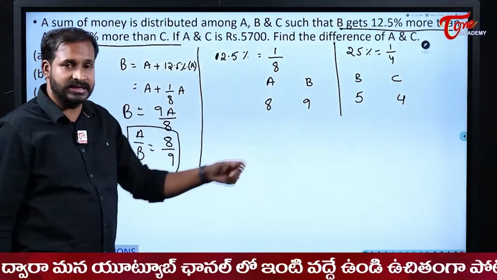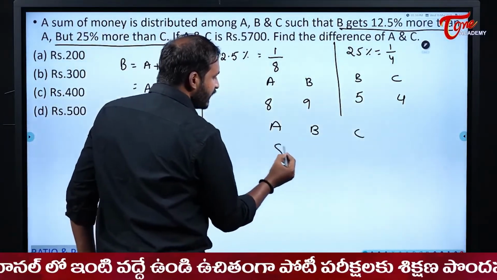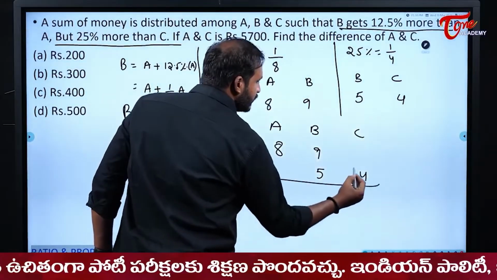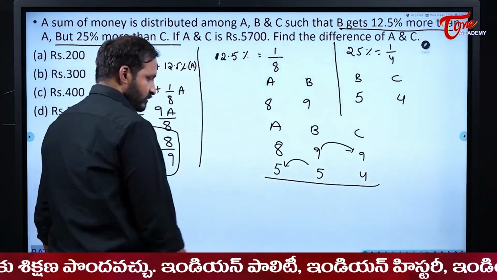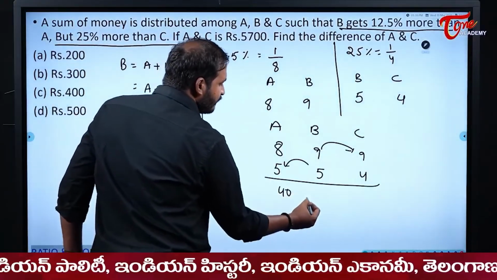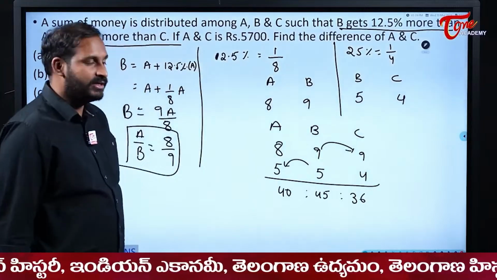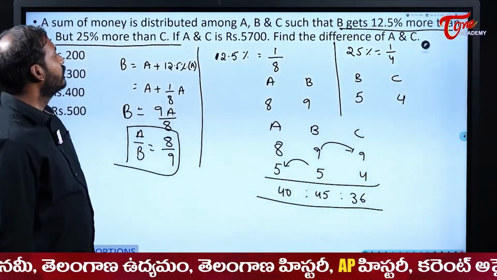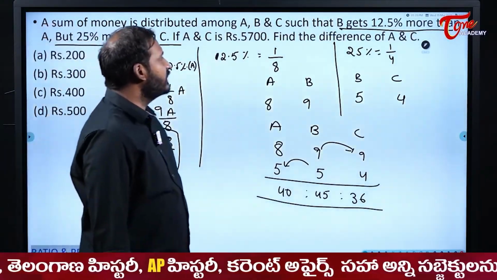Similarly, the same thing as we have done here. Now please observe A, B and C. A is to B is what? 8:9. Okay, good. B is to C is what? 5:4. That is also fine. Now please observe, I will write 9 here and I will write 5 here. Joining of ratios, we discussed in our first video. So 8 5s are 40, 9 5s are 45, 9 4s are 36. So they should be divided in what ratio? 40:45:36.